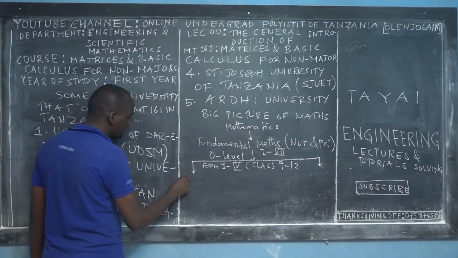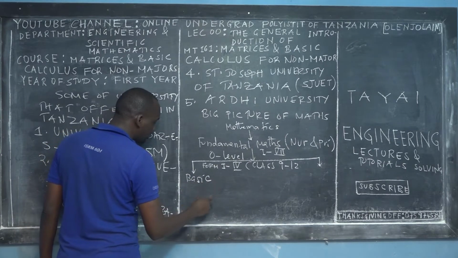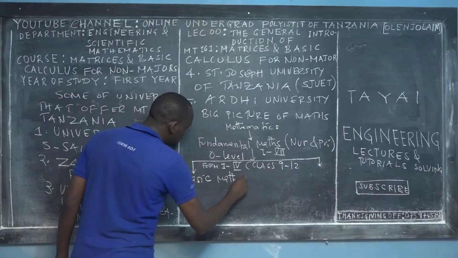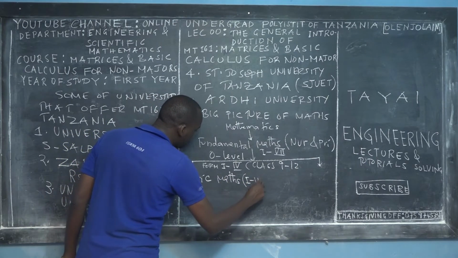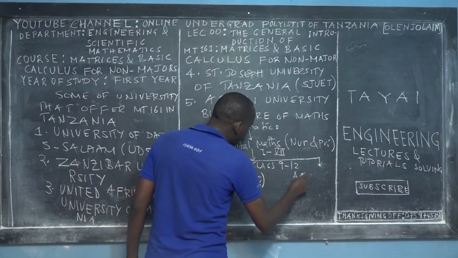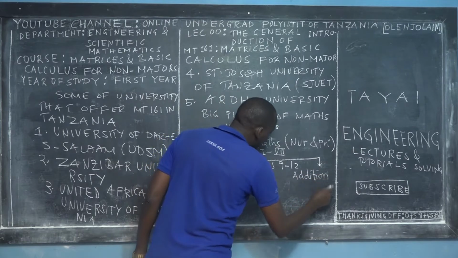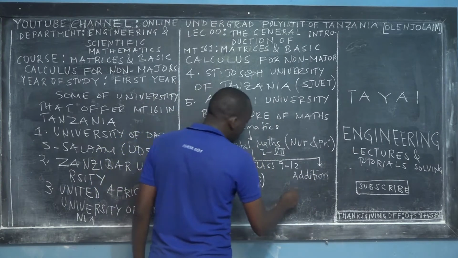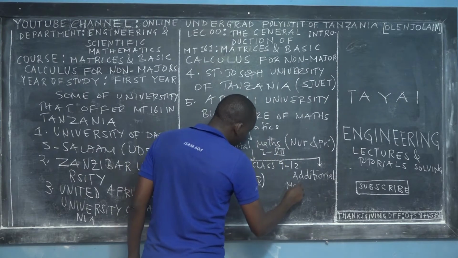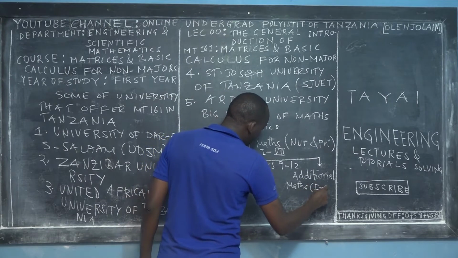So we have two routes of learning mathematics. The first route is common for every student. You have to learn basic mathematics from Form 1 to Form 4. You cannot opt out of it. And another route is that some lovers of mathematics can learn a subject called additional mathematics. So additional maths is also from Form 1 to Form 4.